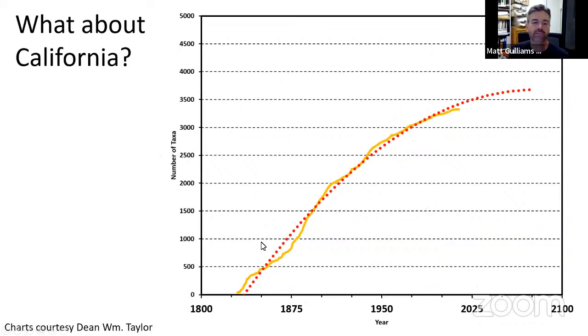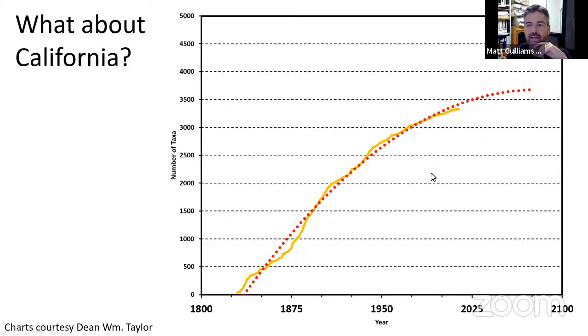There's another way to look at this. This is from Dean William Taylor. So instead of the number of species per year, this is a species accumulation curve. So in each year, we're adding that year's new things onto the years that preceded it, right? So we should be climbing upward. So that's what this orange line is. Dean went through and tabulated for every year. He did this accumulation thing, and this is where we are.